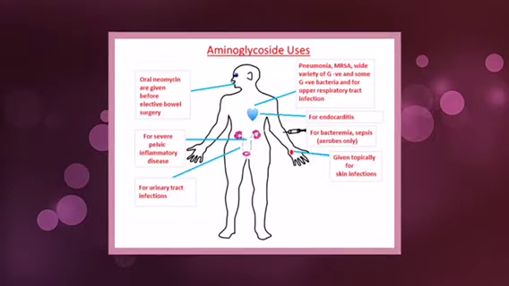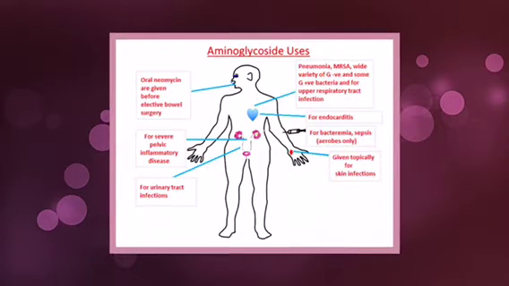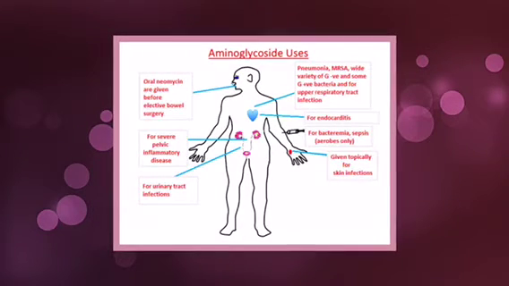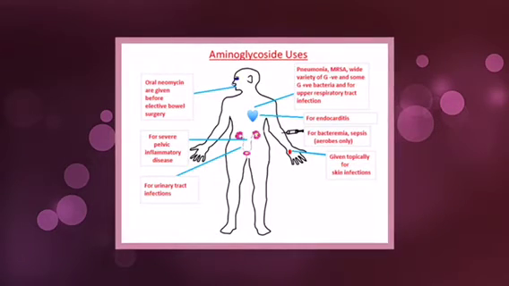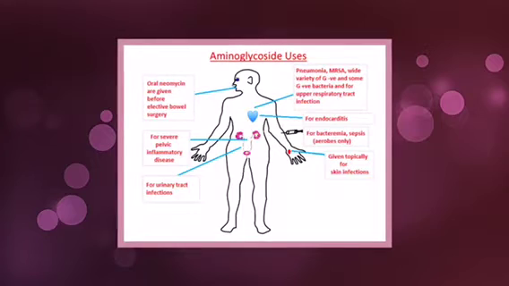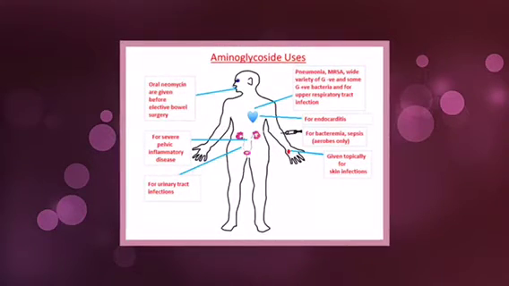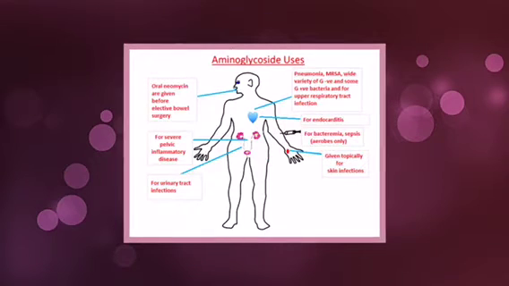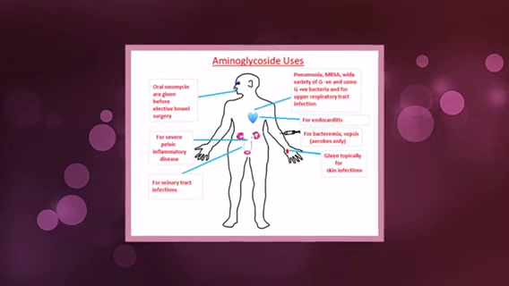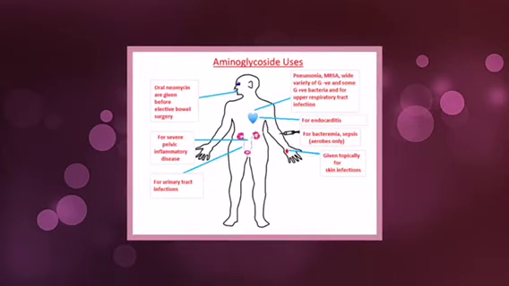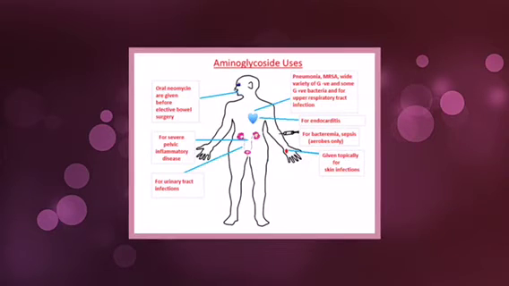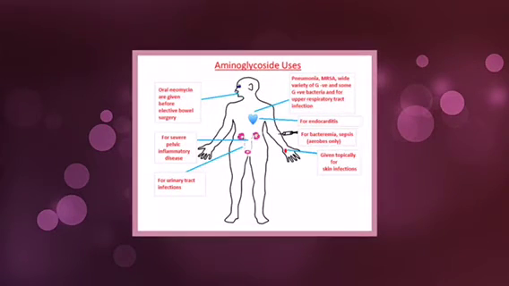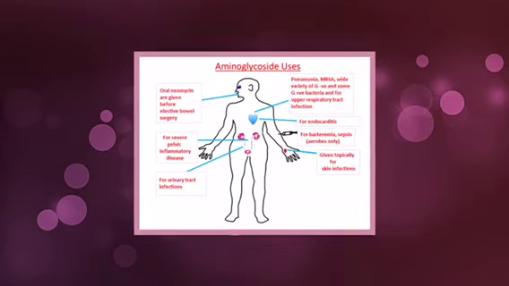There are 10 uses of aminoglycoside drugs, and these are pneumonia, MRSA, or what we call methicillin-resistant Staphylococcus aureus, a wide variety of gram-negative and some gram-positive bacteria, upper respiratory tract infection, endocarditis, bacteremia, sepsis, or in short, aerobes only, given topically for skin infections, oral neomycin before elective bowel surgery, severe pelvic inflammatory disease, and urinary tract infections.